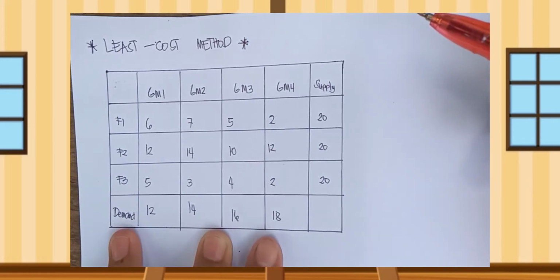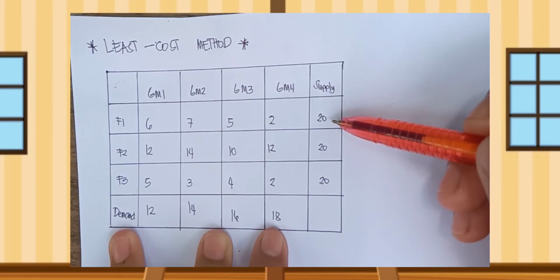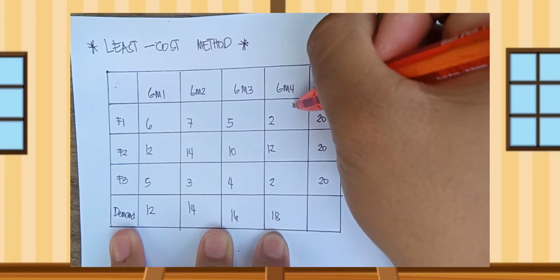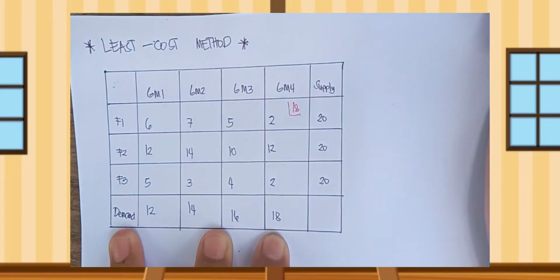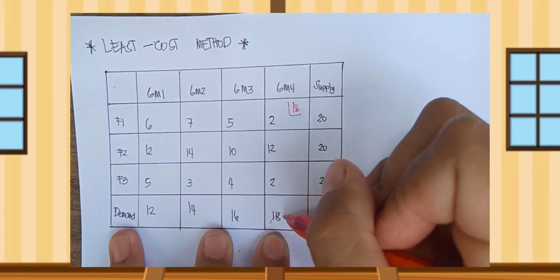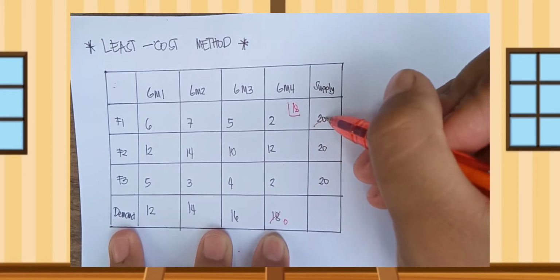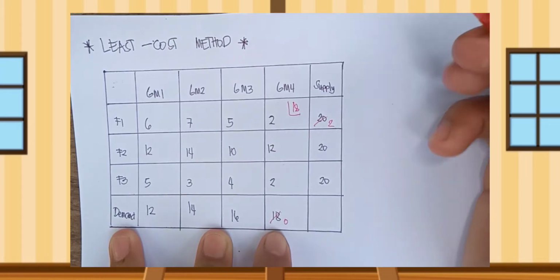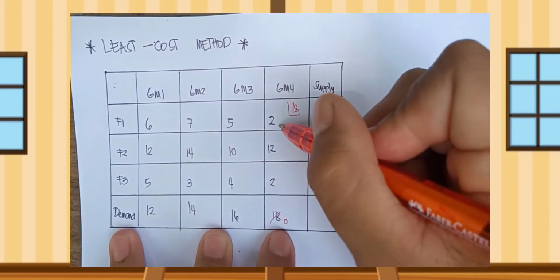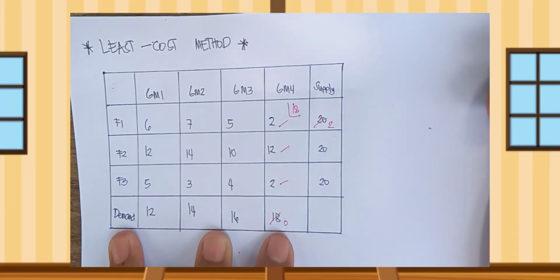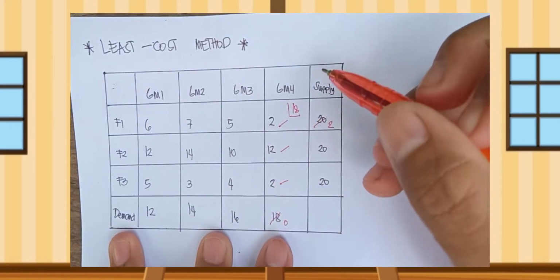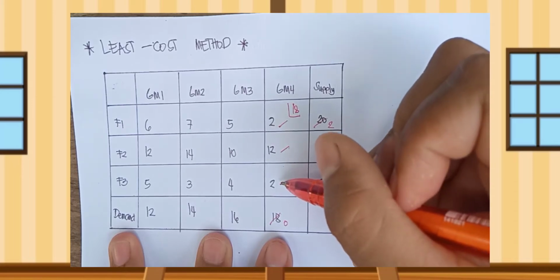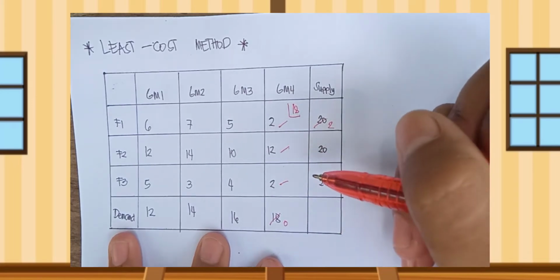So we have a demand of 18 and a supply of 20. So the minimum is 18. So we will put 18. Then 18 minus 18 is 0 and 20 minus 18 is equal to 2. So this column is satisfied. Then we will find another small number. So this number 2 is satisfied, so we will not include this. So we will find another.